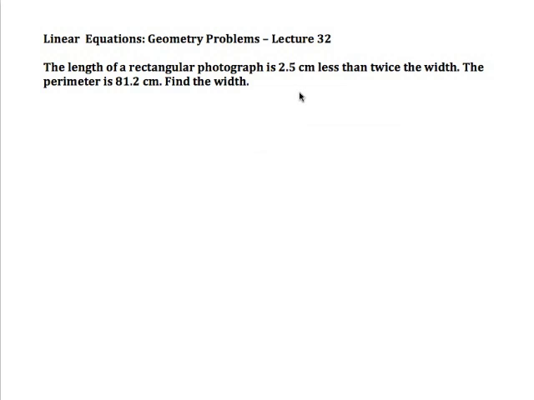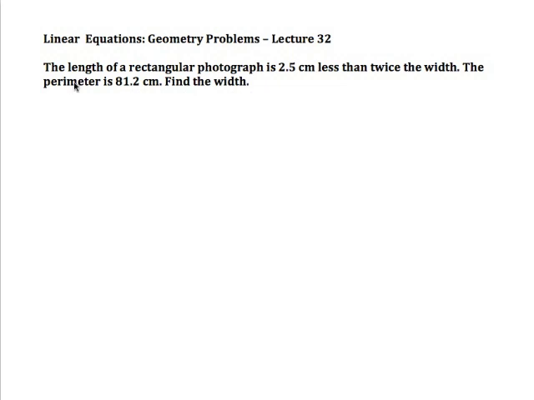We've been giving you skills on how to solve things, but you won't ever just be given an equation to solve. What you have to do is interpret the words until you get the equation, which will be our mathematical model. Now in this case here we have the length of a rectangular photograph is 2.5 centimeters less than twice the width. The perimeter is 81.2 centimeters.